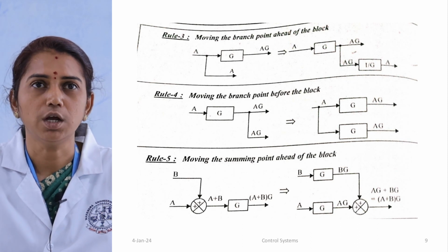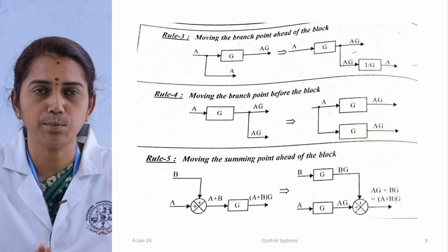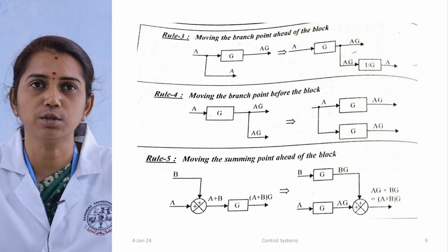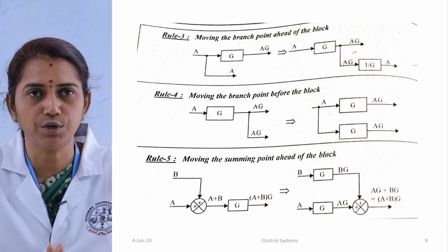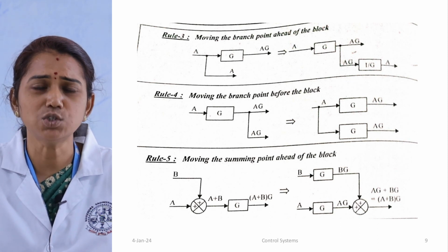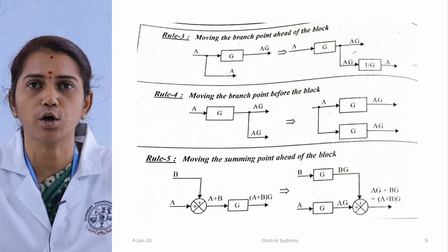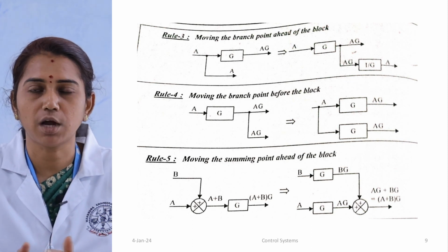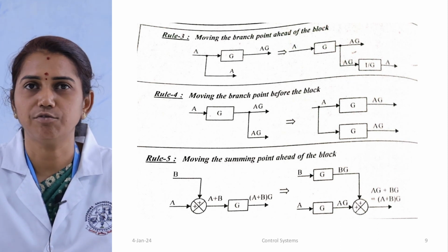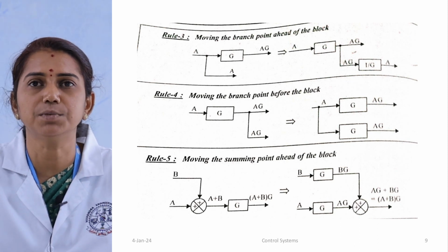Next, rule number 4, moving the branch point before the block. So before the block means there is a block value of G. We are just going to move that branch point before the block. So the value has been given as input A to the block, and the final output we are getting is AG. Before the block means we are just going to add the same block value, G, in the path. So the value has been given the same as the previous reduction. The value has been AG.